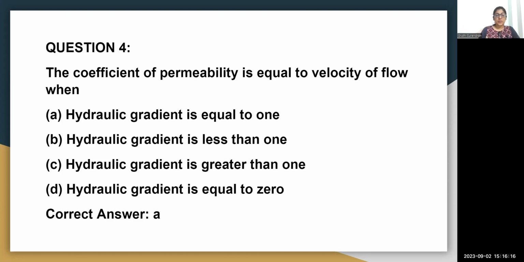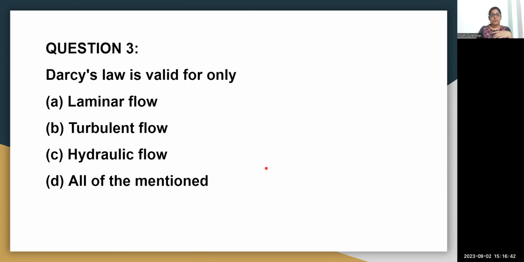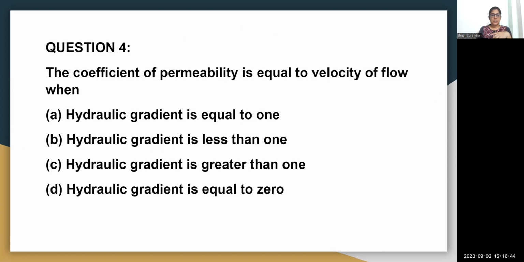So the correct answer is option A. So we had earlier discussed how the coefficient of permeability obtained its units. So the hydraulic conductivity can also be defined as the velocity of flow of water through the soil when the hydraulic gradient is 1. Hydraulic gradient is nothing but this term I. So when I is equal to 1, V becomes equal to K, and hence it becomes equal to the hydraulic conductivity. So coefficient of permeability is equal to the velocity of flow when the hydraulic gradient is equal to 1. Option A is the correct answer.